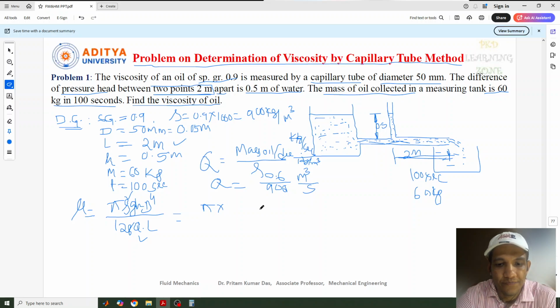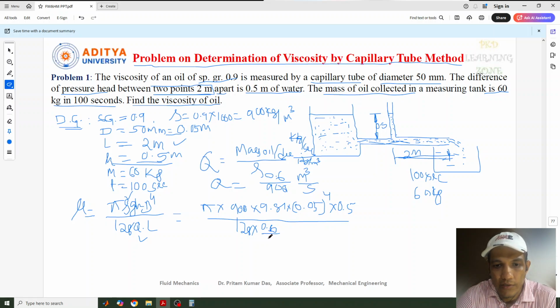This is pi into rho, that is nothing but 900 into g 9.81 and h value, no, h value is 0.5, sorry. 0.5 is this one, the diameter is there, so we can write 0.05 already written, to the power 4 I can write, and h is nothing but 0.5 I can mention here. And divided by 128 into Q, which is nothing but 0.6 divided by 900, into L, length is 2 meter. So if you solve this one, you can get the value of viscosity here.